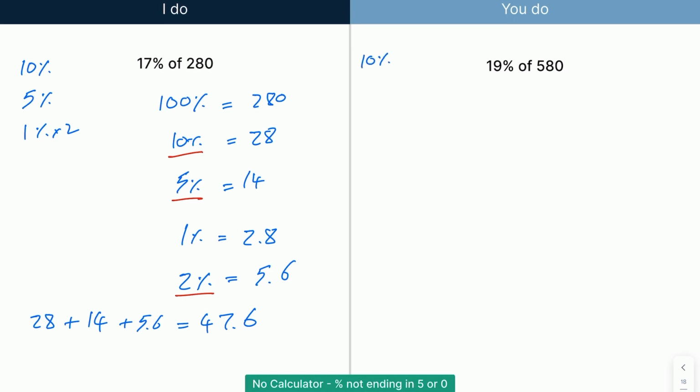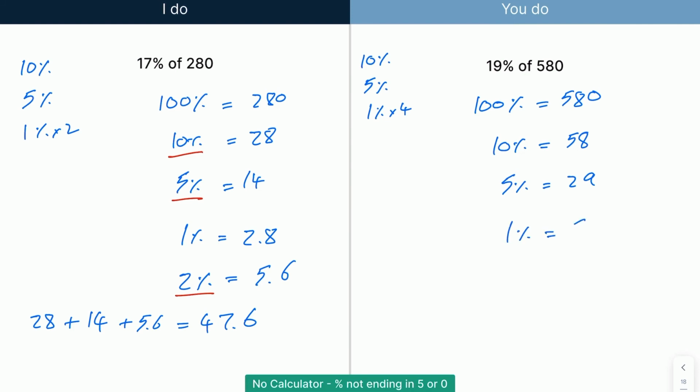So again, looking at the example on the right, the way I'm thinking of this is, well, I need to find 10%, 5%, and then I need the 4%, which is just 1% times 4. So again, if I start off here, well, 100% is 580. 10% is going to be 58. And now the 5% is just going to be half of that. So half of 58 is 29. And now I need to find 1%. So 1% is just going to be 5.8.